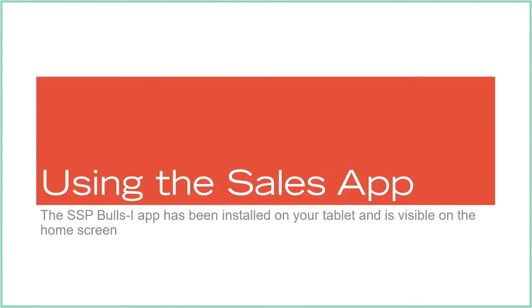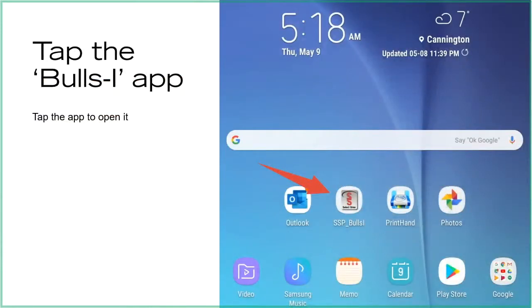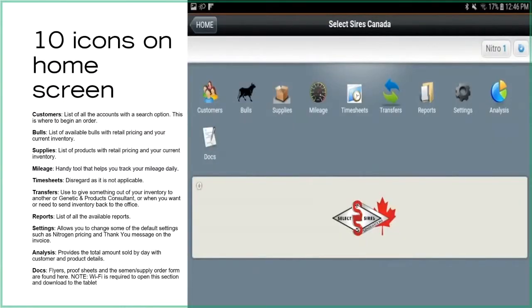Now to the Bullseye app. It's been installed on your tablet, and it is visible on your home screen. So when you received your tablet, that is one of the things that was absolutely loaded for you. And it's the Bullseye app. All you have to do is tap it to open it. There are 10 icons on the home screen. The one you've probably interacted with the most is that very first one.